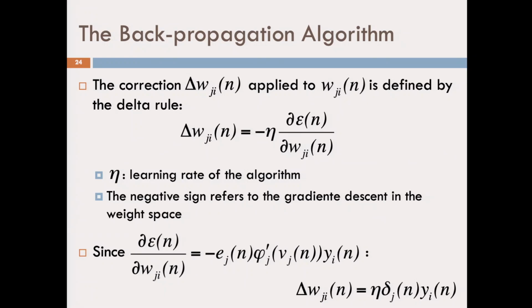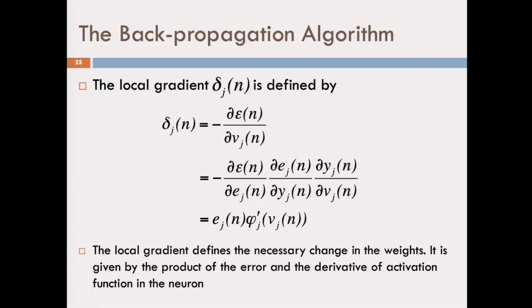The error we know how to calculate: desired output minus the predicted output, and the signal that's entering the neuron we also know. So we just have to make the calculations. Okay, good.